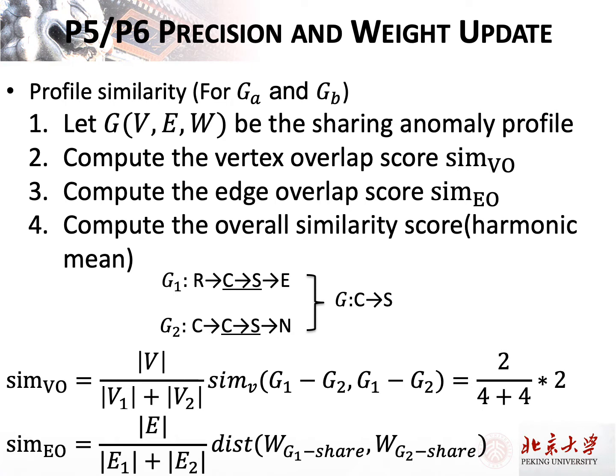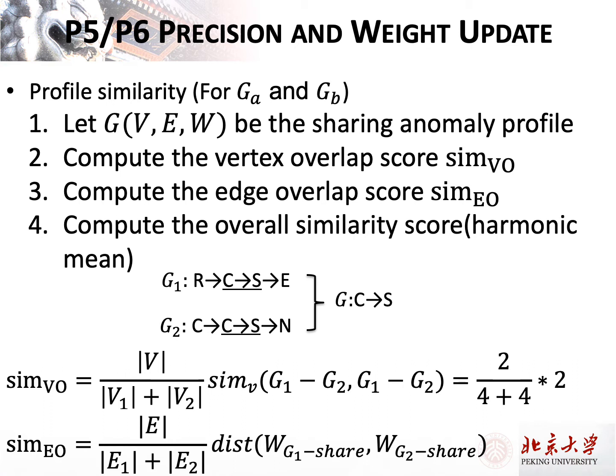As we just introduced, we proposed a similarity function to enable the search of similar anomaly profiles. In order to measure the similarity between anomaly profiles in terms of their anomaly pattern, we consider profile topology, service profile, and edges at the same time. The four steps are shown in this slide.